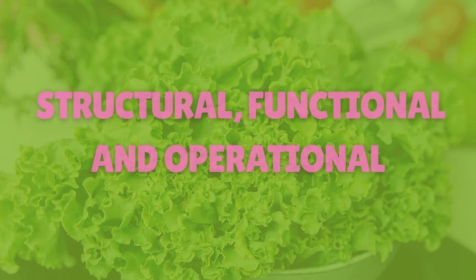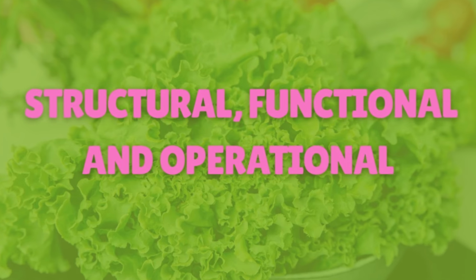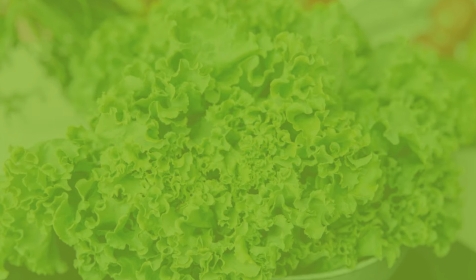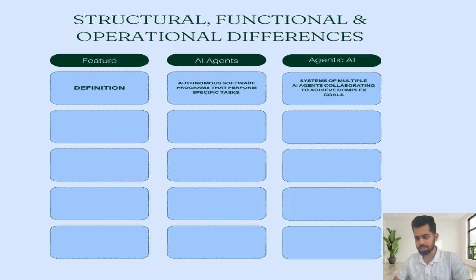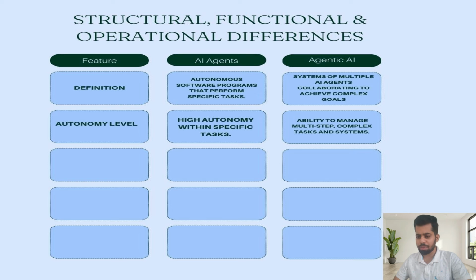So first, we'll see the difference on the basis of structural, functional, and operational differences. Let's begin with the foundation. AI agents are autonomous software programs that perform specific tasks like chatbots or workflow bots, while agentic AI is a system of multiple AI agents collaborating to achieve a complex goal. Coming to autonomy, AI agents work independently within specific tasks, while agentic AI can manage multi-step work in large-scale systems.